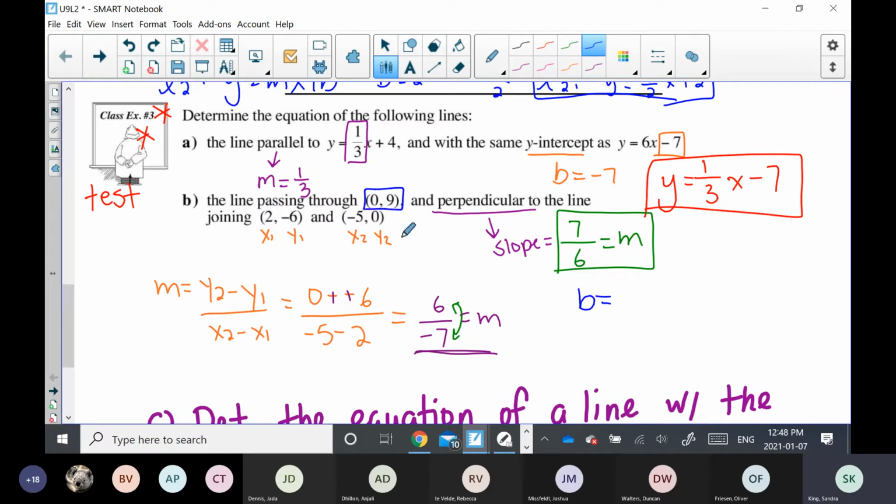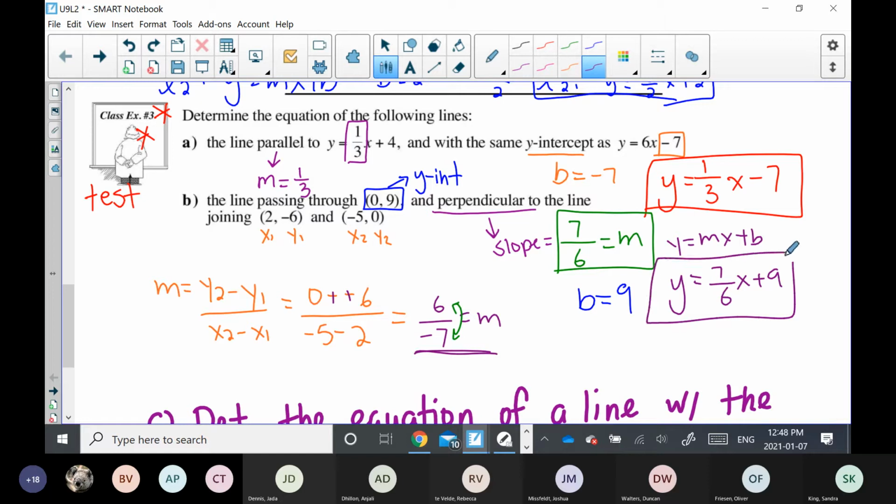This right here is the y-intercept. Because remember, the y-intercept of a graph is when x is equal to 0. So my y-intercept is 9, or my b value is 9. Therefore, the equation of this line is, okay, it's mx plus b. So the slope is 7/6, x plus 9. And that's how you do that second one.